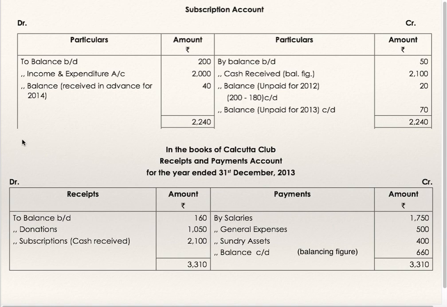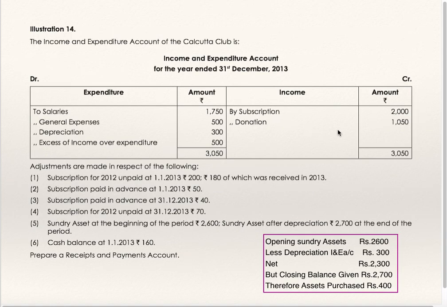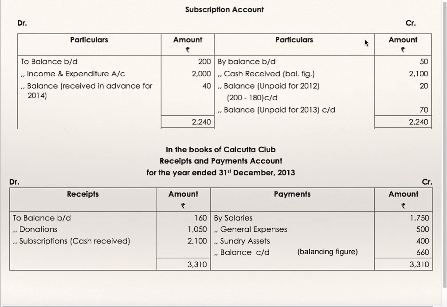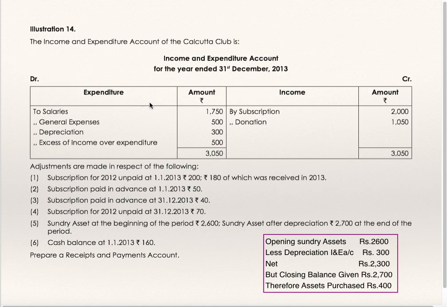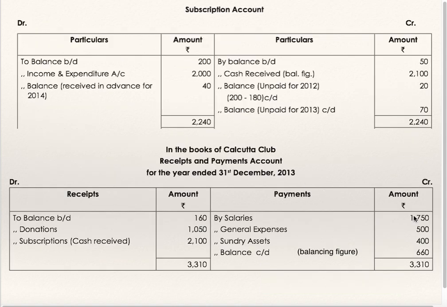Donations 1050. Income side donation 1050. Subscription, just now we have found out the subscription figure 2100. Now if you go to income expenditure account, salaries and general expenses, no adjustment, it will be as it is. Depreciation will not be shown on the payment side, surplus will not be shown on the payment side. Salaries, general expenses, sundry assets, I have shown you the working note. Balance carried down is balancing figure.